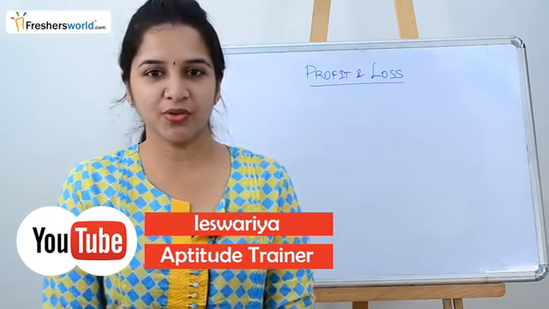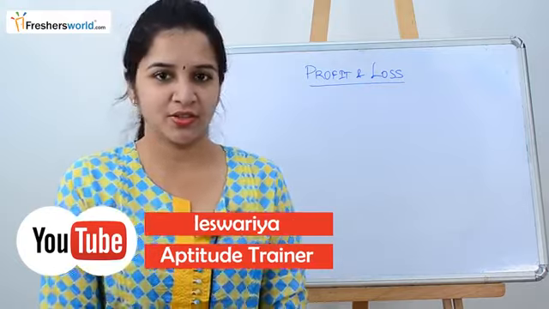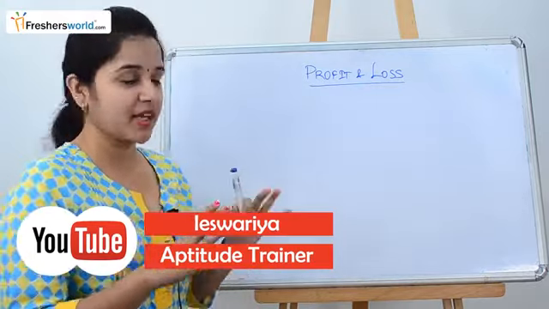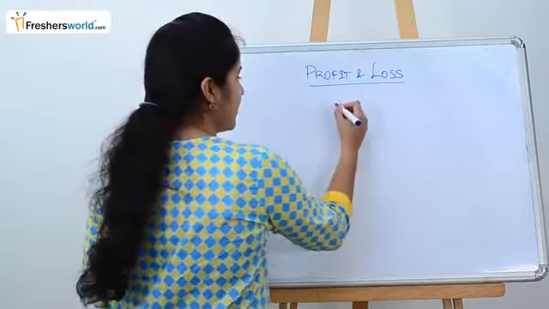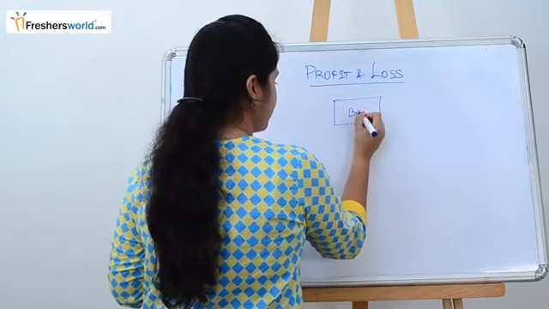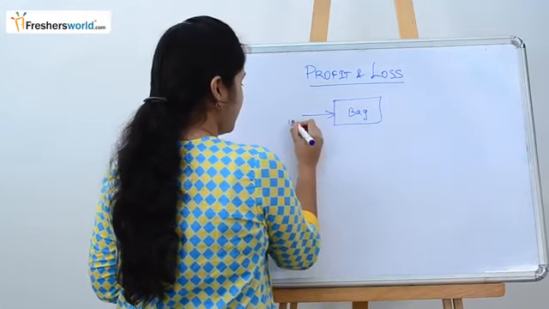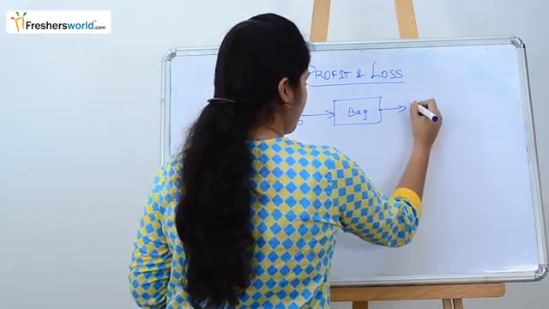Today the topic that we are going to look at is profit and loss. So let's take an example to understand this concept better. Let's say you have a bag and you bought it for 100 rupees and then you're selling it for 120 rupees.